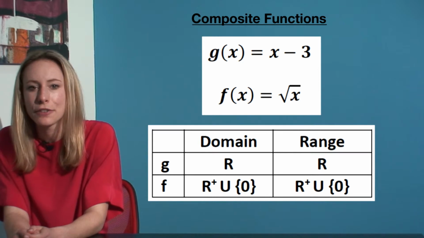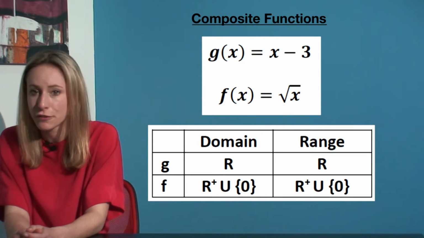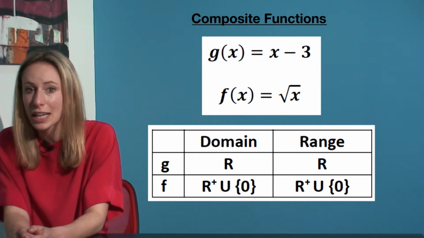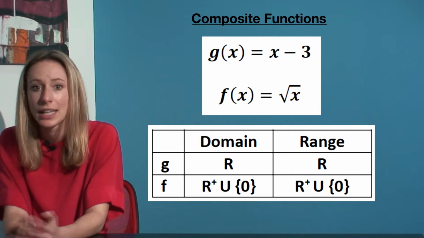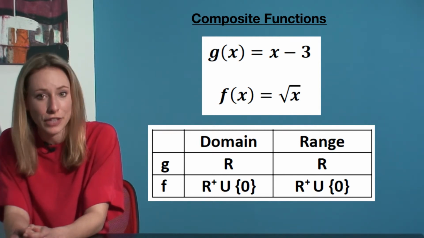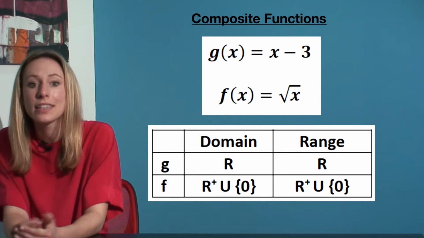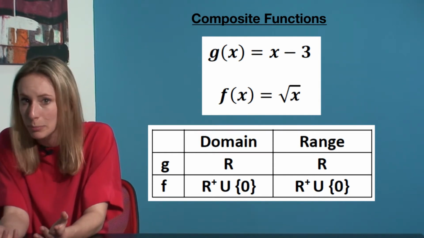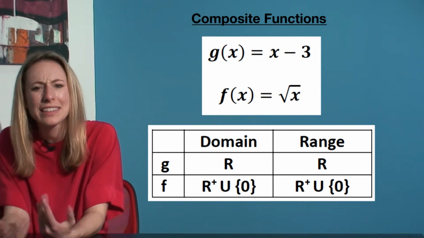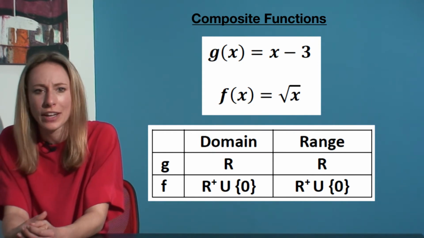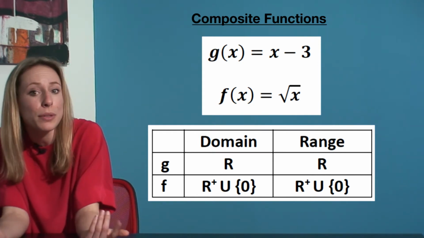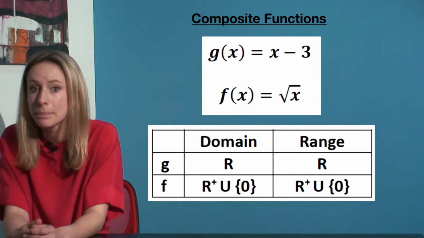From this we can see the function g of f of x will be defined, since the domain of g of x encompasses the range of f of x. However, we can see the function f of g of x will not be defined, since the domain of f of x does not encompass the range of g of x. We can see this intuitively, since the output of g of x can have negative numbers, and there is no real solution to the square root of a negative number.